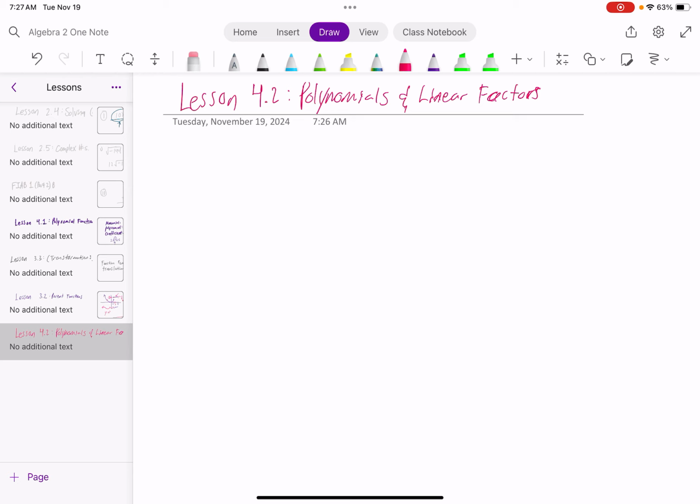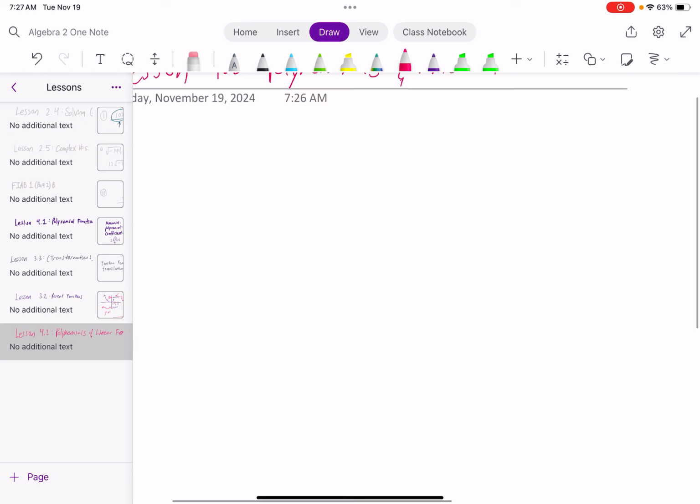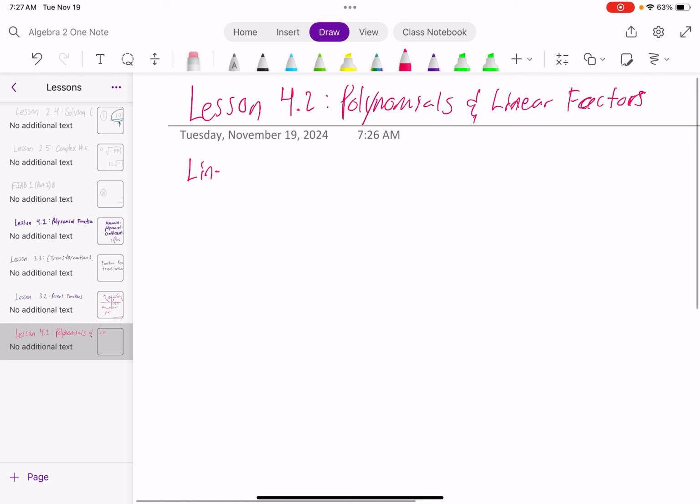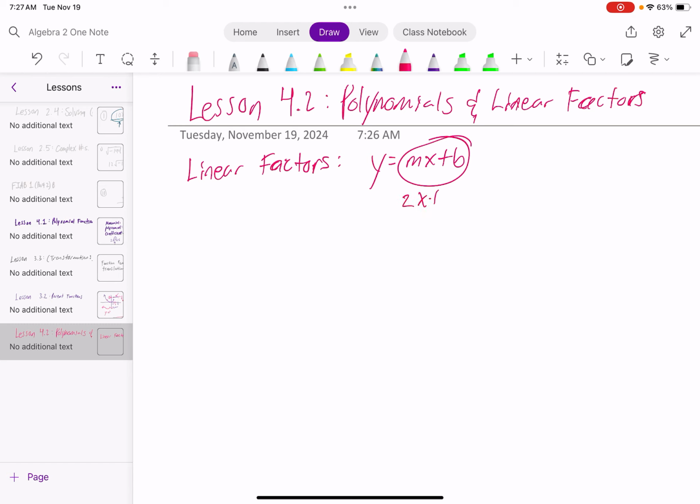For the vocab, they're talking about linear factors, and you guys already know what a linear equation is. Y equals mx plus b, right, for linear factors. So it's going to be in that form. Linear factors are like 2x plus 2, 3x minus 5. Those are linear factors, right? And then you will have that as part of your polynomial.